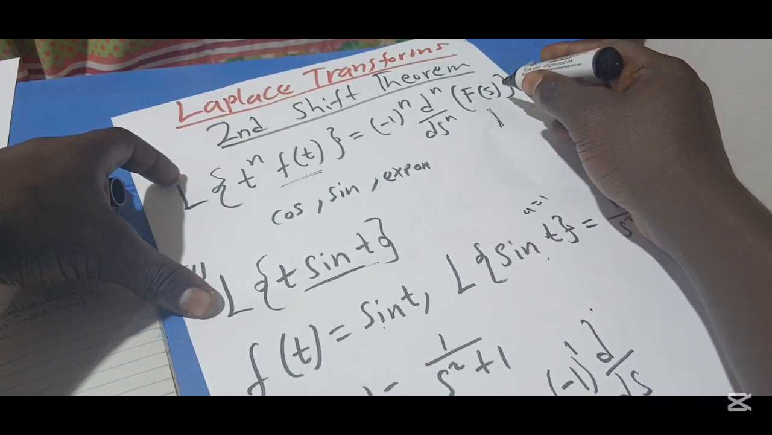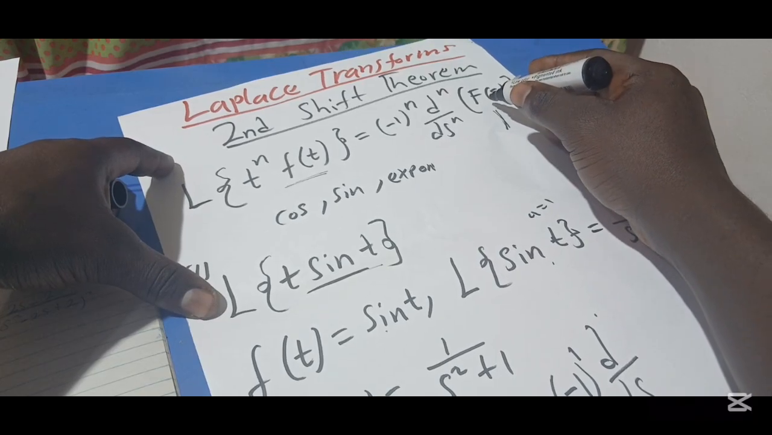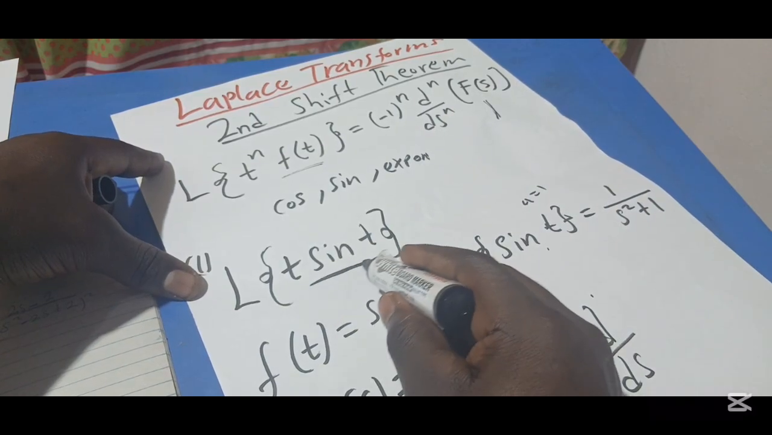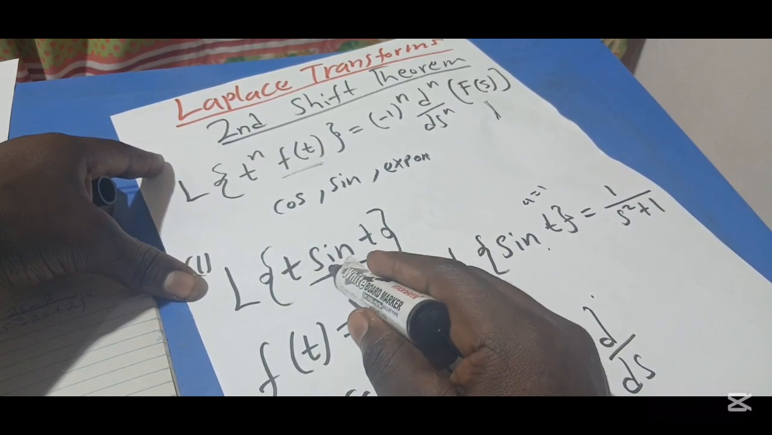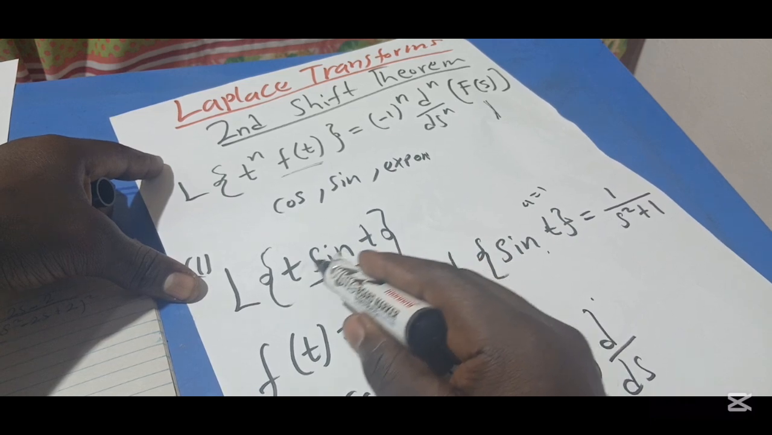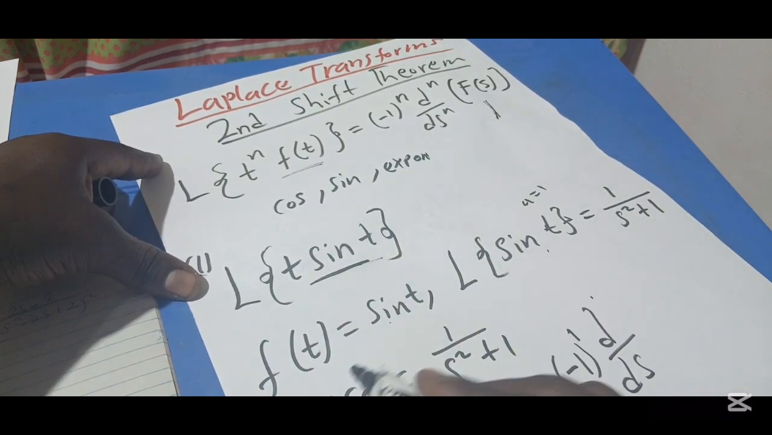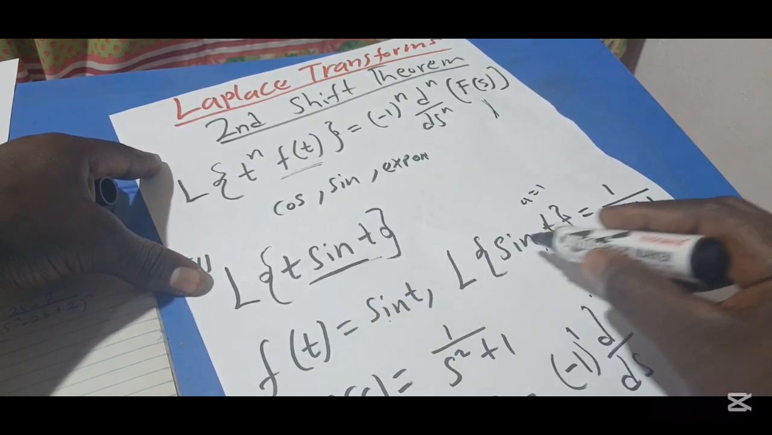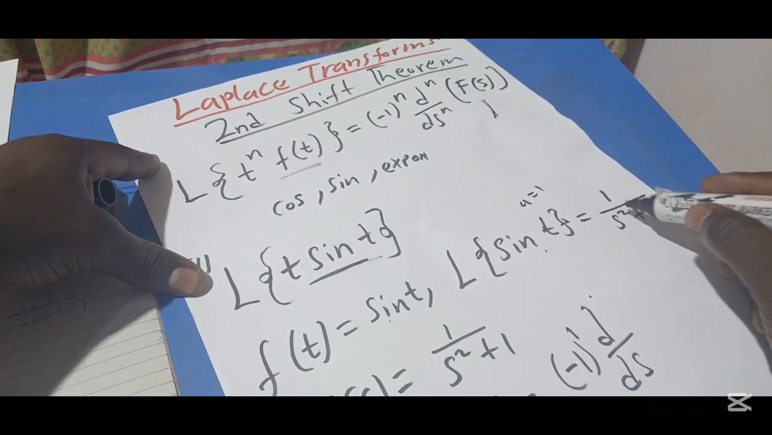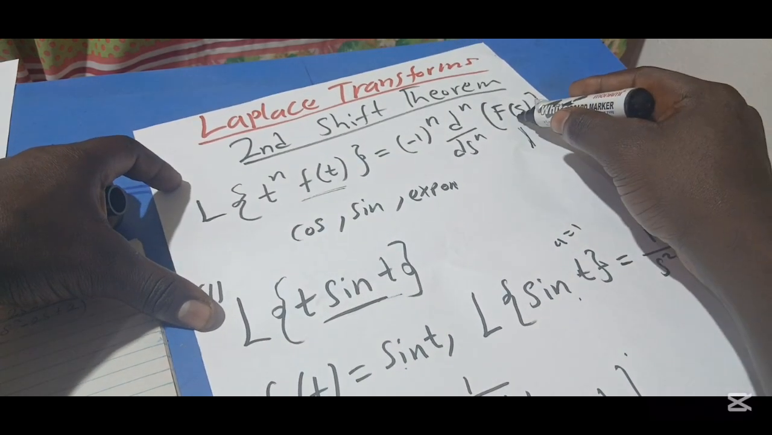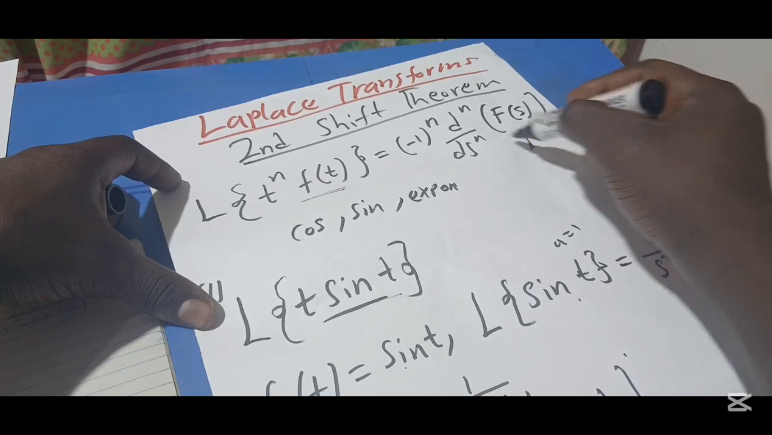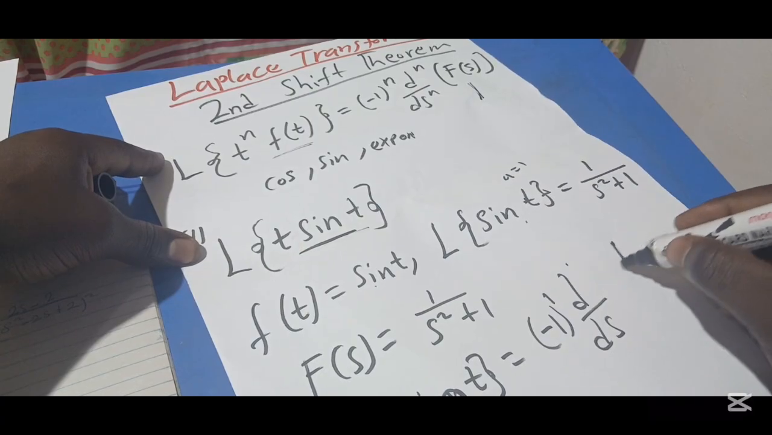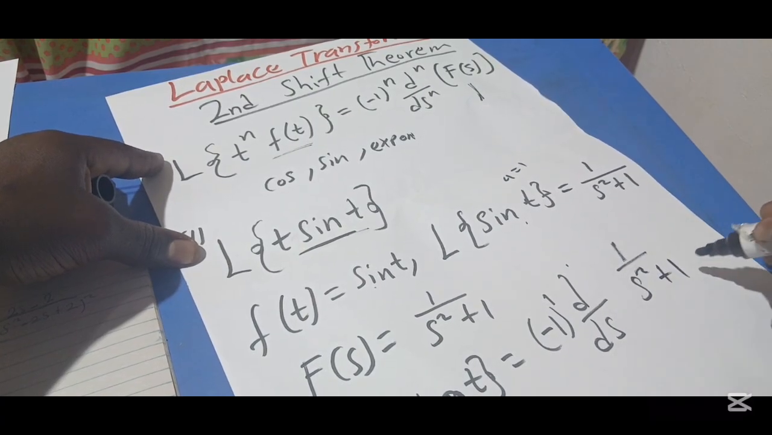So in our F of s, we know that F of s is the Laplace transform of f of t. From the question, f of t is just the function in front of the t, or any function here apart from t, and it is sine t. We found the Laplace transform of f of t, which is sine t, to be 1 over s squared plus 1, and that is our F of s.